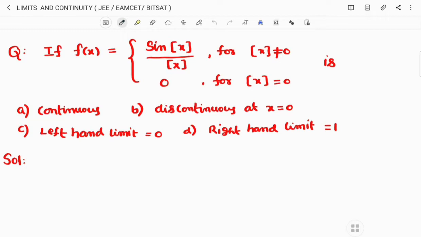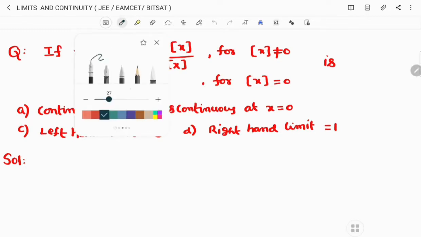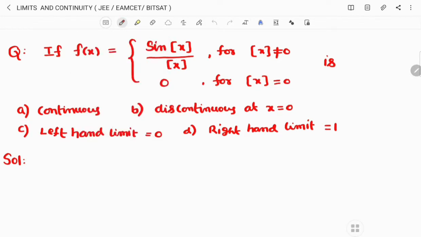The first question: if f of x equal to sine of [x] by [x] for x not equal to 0, f of x equal to 0 for x equal to 0. First option: continuous at x is equal to 0. Second option: discontinuous at x is equal to 0. Third option: left hand limit at x is equal to 0, right hand limit at x is equal to 0 is 1.